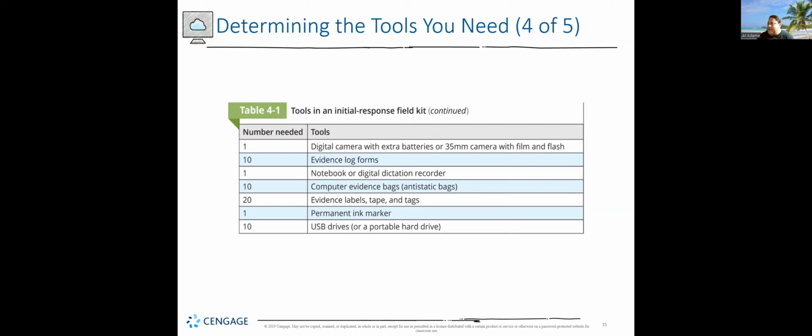Computer evidence bags, anti-static bags, 10 of them, carry 20 of them. Always double what you carry in terms of bags, because experience is a cruel teacher, let's put it that way. Evidence labels, tapes, and tags, 20, carry about 30. Permanent ink markers, carry about 4 or 5 of them. USB or portable hard drives, 10 to 20 of them, just 15 of them.